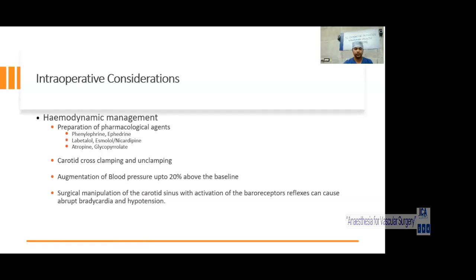For intraoperative consideration, boluses of drugs such as phenylephrine, ephedrine, labetalol, esmolol, clevidipine, atropine, glycopyrrolate should be readily available. Once carotids are cross-clamped, BP should be maintained between the patient's baseline and 20% above the baseline. For this, you can use phenylephrine or sometimes norepinephrine infusions. Surgical manipulation of the carotid sinus with activation of baroreceptor reflexes can cause abrupt bradycardia and hypotension, so it may require atropine or glycopyrrolate administration. These reflex responses can be prevented by injection of local anesthetic, lignocaine, into the carotid sinus or around the carotid sheath.